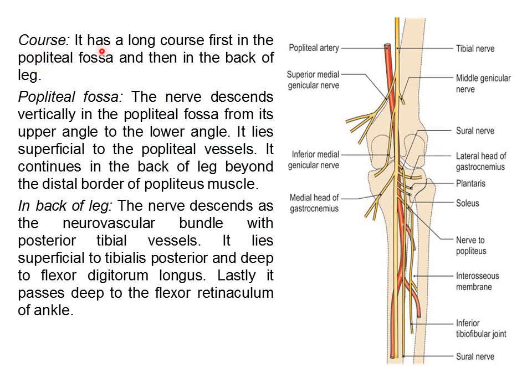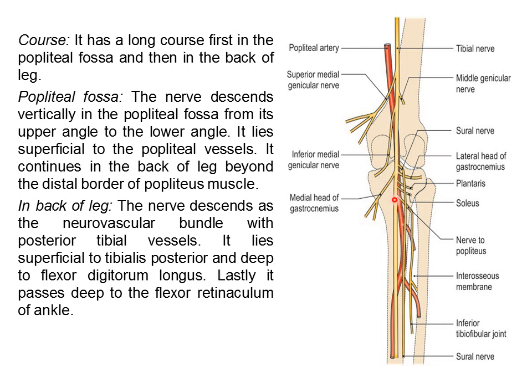Let us discuss the course of the tibial nerve. It has a long course, first in the popliteal fossa and then in the back of the leg. So, in the popliteal fossa, the nerve descends vertically from its superior angle, that means from the superior angle of the popliteal fossa up to the lower angle. So it lies superficial to the popliteal vessels. You can see here the tibial nerve is superficial to the popliteal artery and vein.